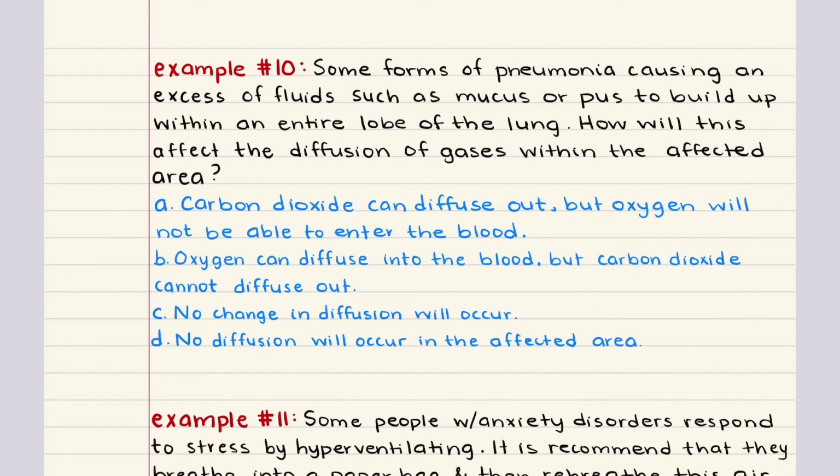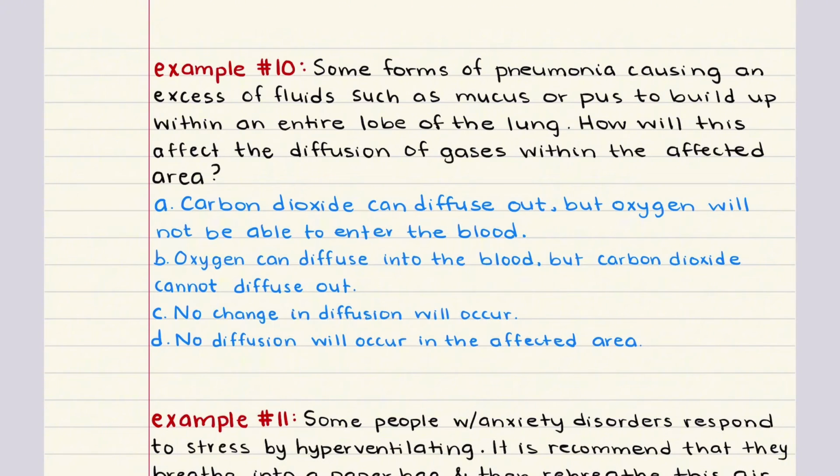Now, in healthy lungs, the alveoli are air-filled sacs with thin walls where oxygen diffuses into the blood and carbon dioxide is going to diffuse out. However, in pneumonia, fluids such as mucus or pus can accumulate within the alveoli of a lobe.